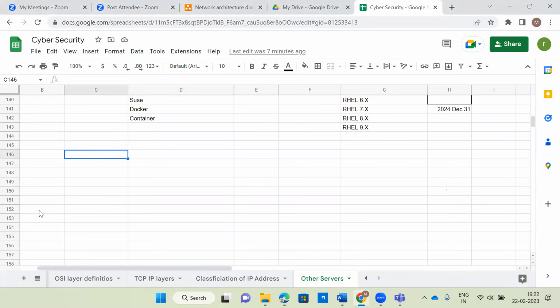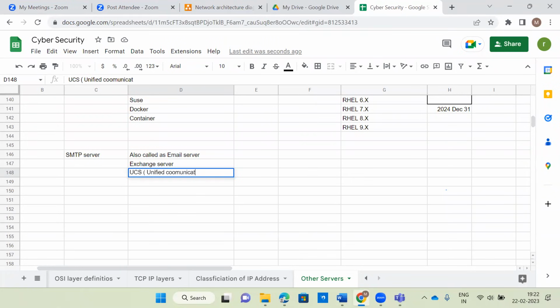Next one is the email server or SMTP server. The SMTP server is also called an email server. This is also called an Exchange server. This is also called a UCS server, unified communication. This is also called O365 or Office 365 or Outlook.